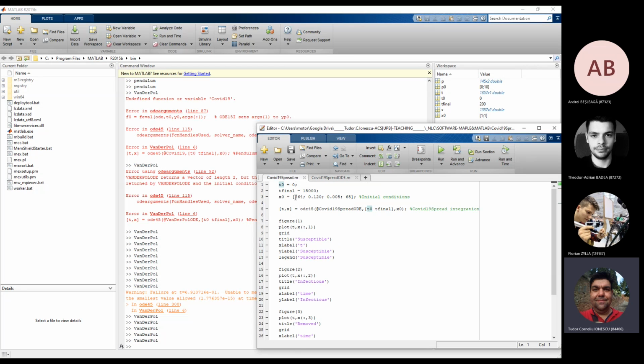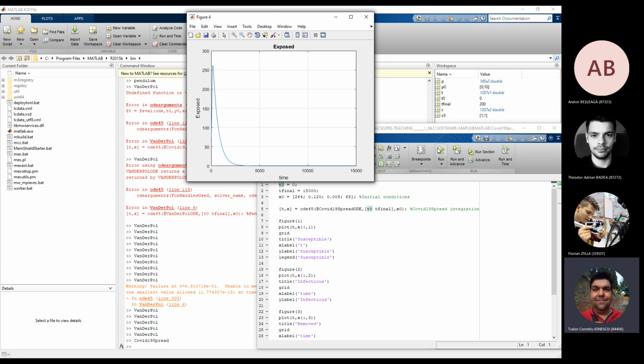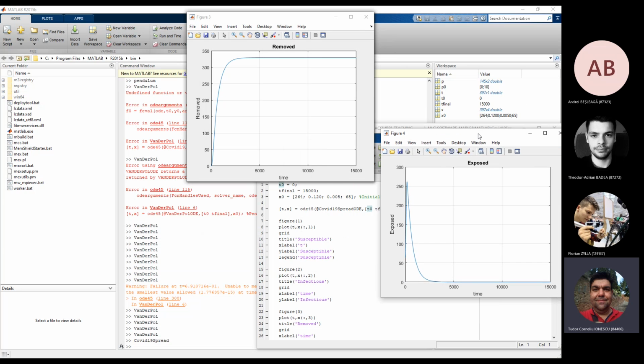And here I plot each of the, so I have 264 susceptible people, 0.12, so very little infected, very little dead, and C, what was C? I don't remember. The last one, which is 65. These are the initial conditions. And look at the simulations. Simulations if you do not do anything.